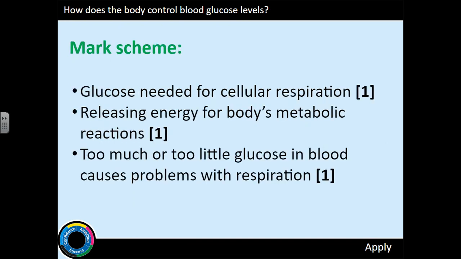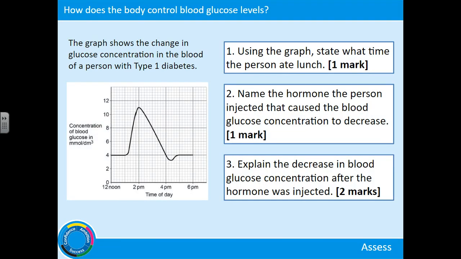So glucose is needed for cellular respiration. That's our first point. It releases energy for our body's metabolic reactions. You get a second point for that. And then too much or too little glucose in the blood is going to cause problems with our cellular respiration. So these 3 are the main reasons why it's so important for us to be able to maintain our glucose levels in our blood.